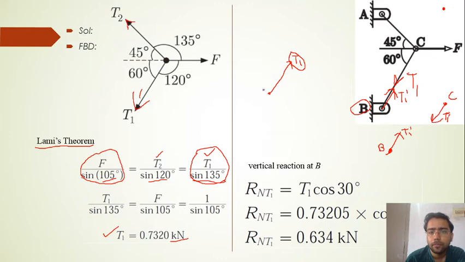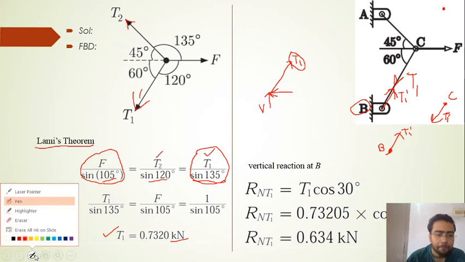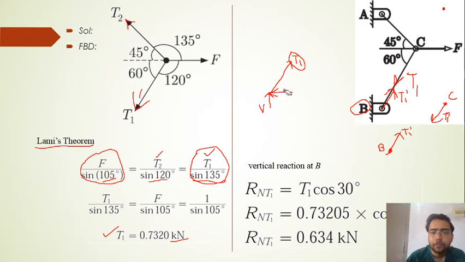This point is B. So on point B, you will just assume the direction of vertical reaction. Okay, and suppose this is vertical reaction. There must be acting horizontal reaction also, but that we don't care. We will just care about this vertical reaction.